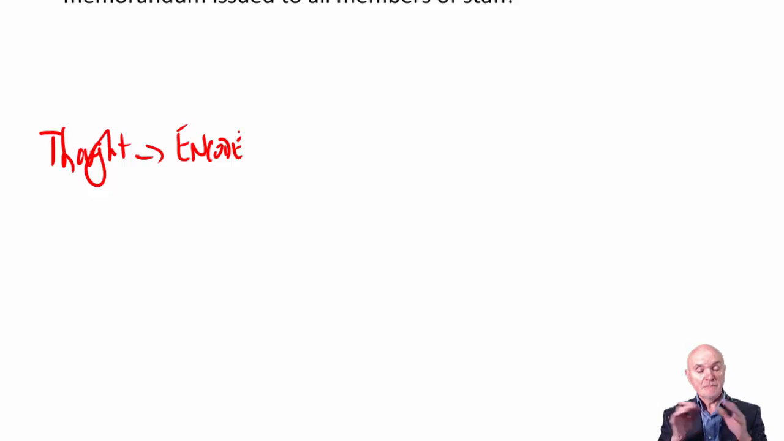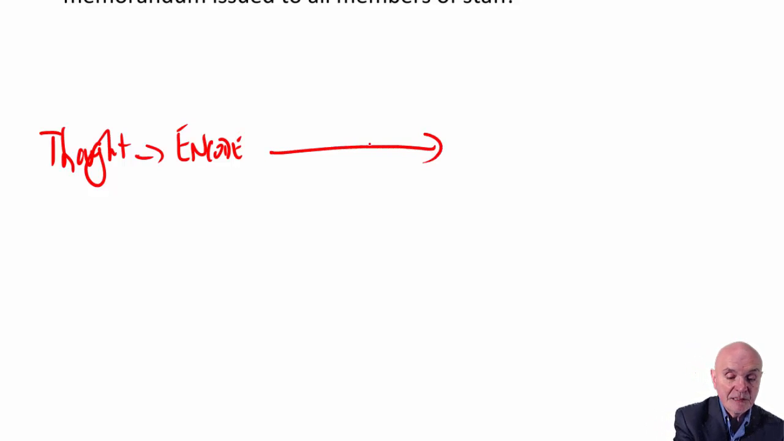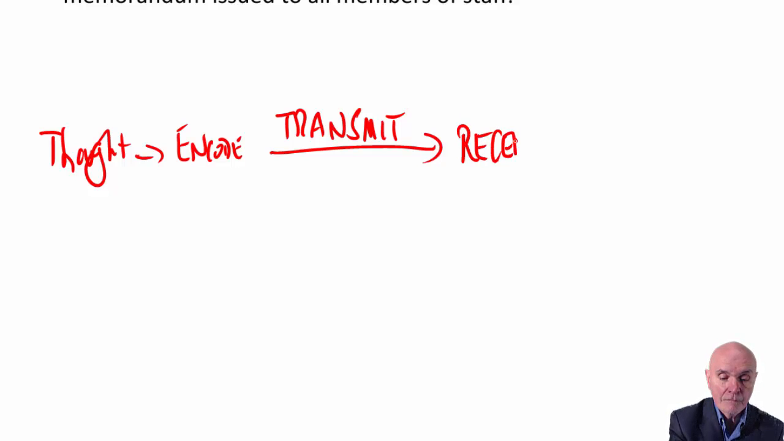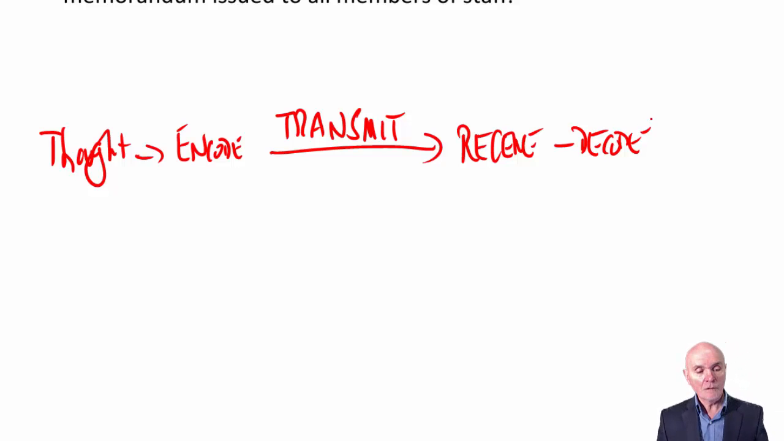And then this information has to be transmitted. And here we're transmitting it essentially over the internet. And then what's going to happen is you're going to receive that and you have to decode it. So the thought, we encode it, we transmit it. You receive the information, you decode it. You have to listen to kind of what I'm saying and see if you can understand it.